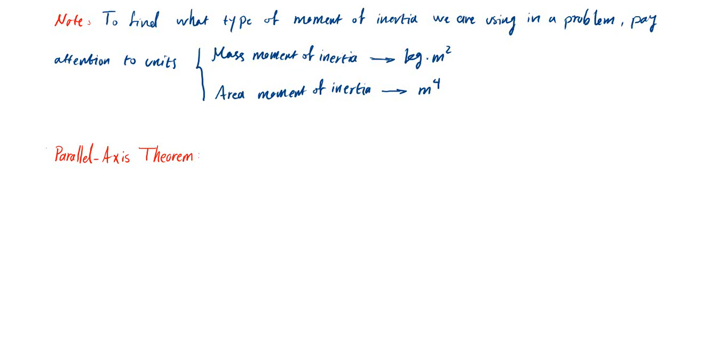Finding the mass moment of inertia of an object is not always an easy task. Following that procedure, calculating that integral can be very complicated and difficult to do when it comes to complicated rigid bodies. So one of the things that can help us to find the mass moment of inertia for complicated objects or rigid bodies is the parallel axis theorem.